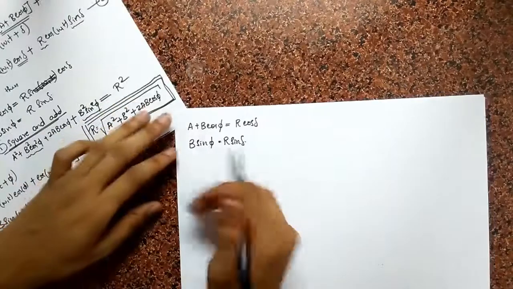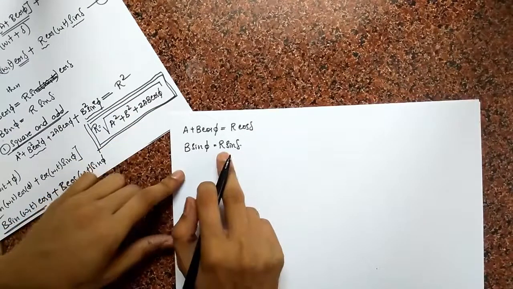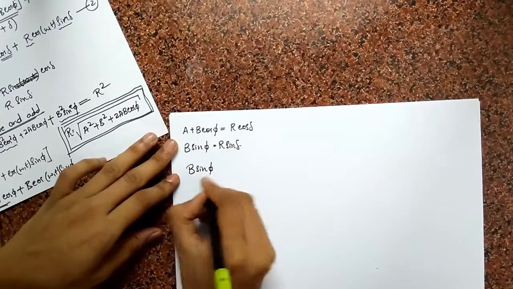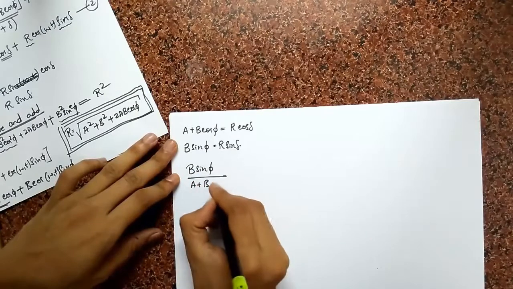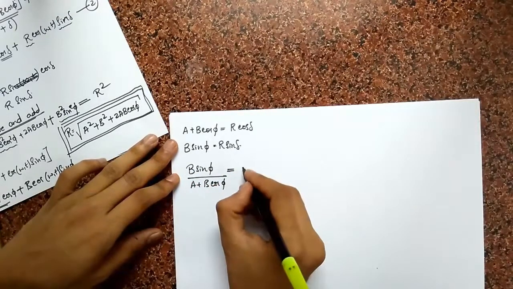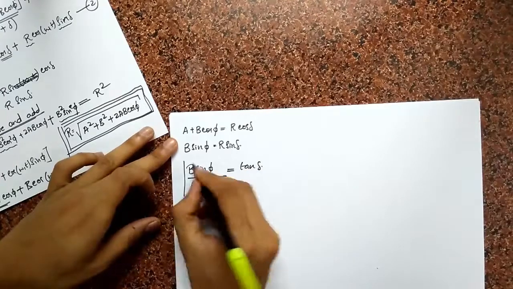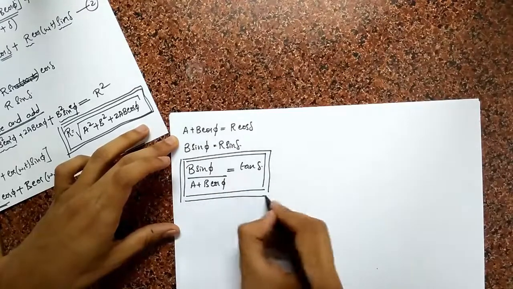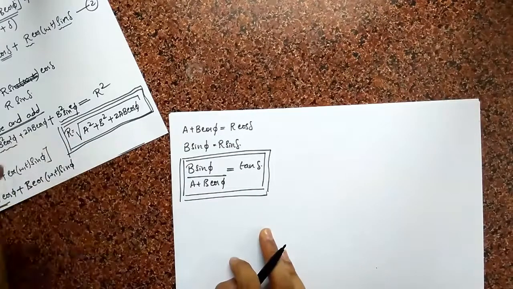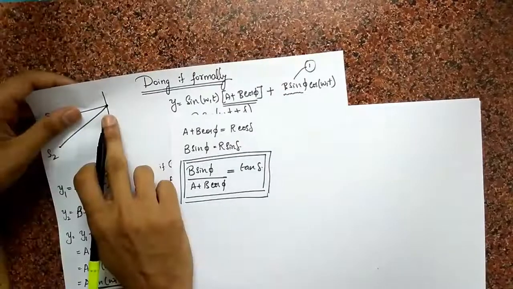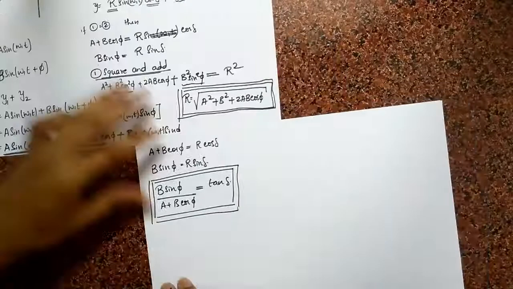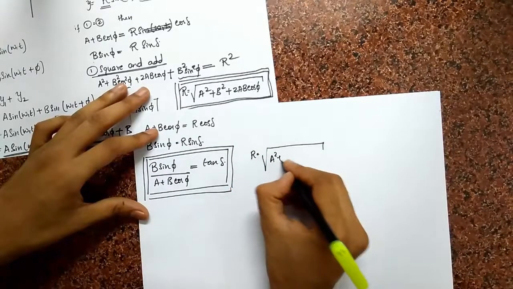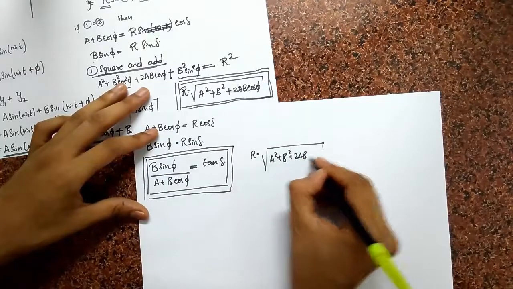Okay, so now if I divide them, so I do this second equation, I divide by the first one, I get b sine phi divided by a plus b cos phi, and that gives me tan delta, and that tells me what is the phase of the resulting wave at this point. So let's look at these two values which I have. I have r, which is square root of a square plus b square plus 2ab cos phi.